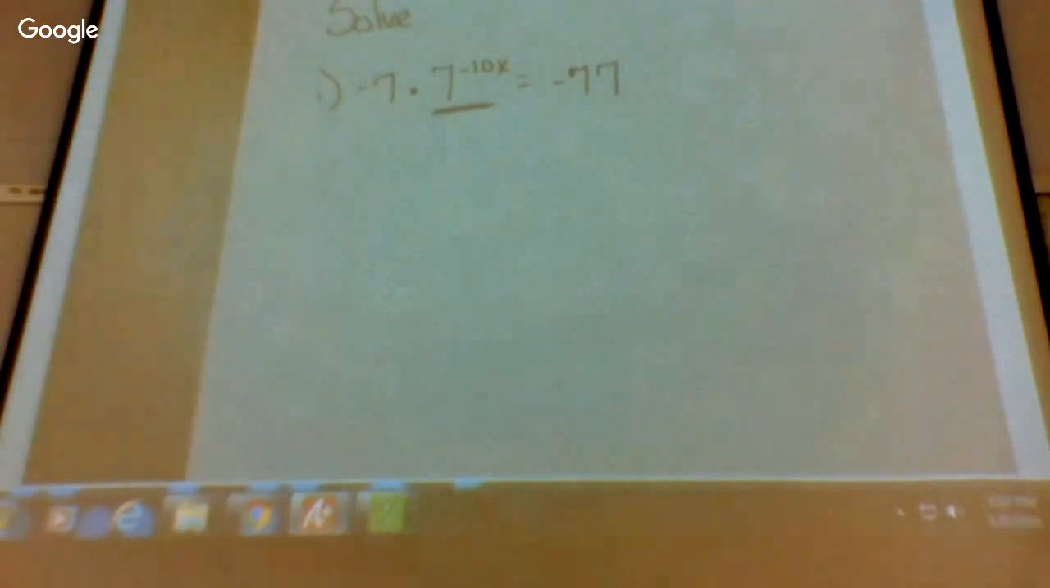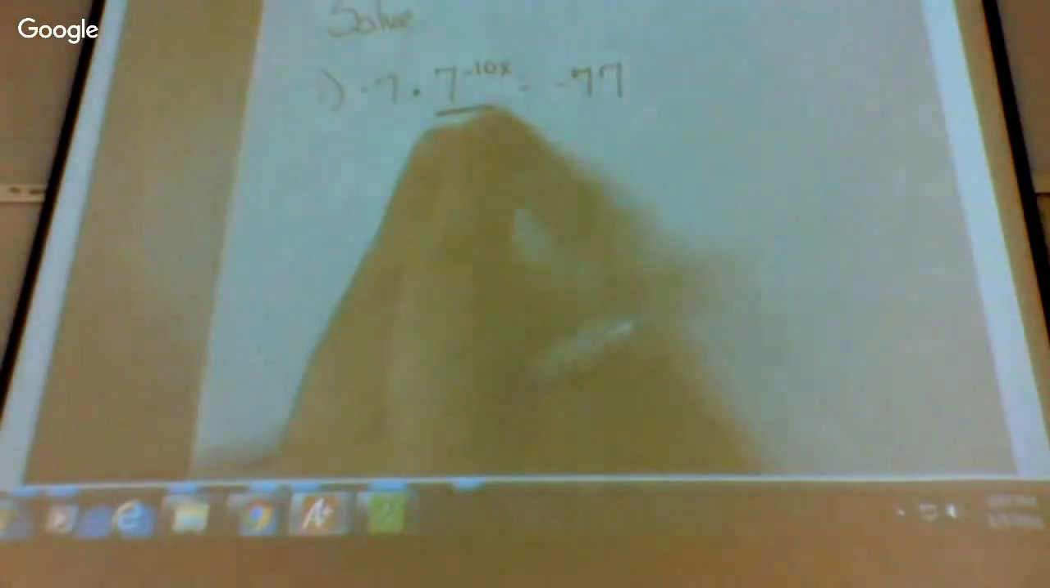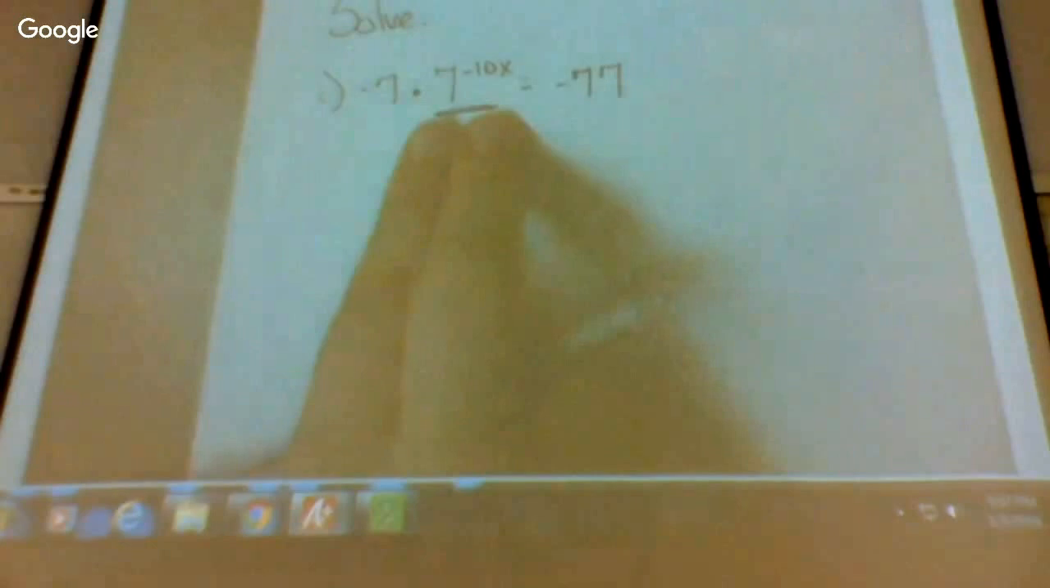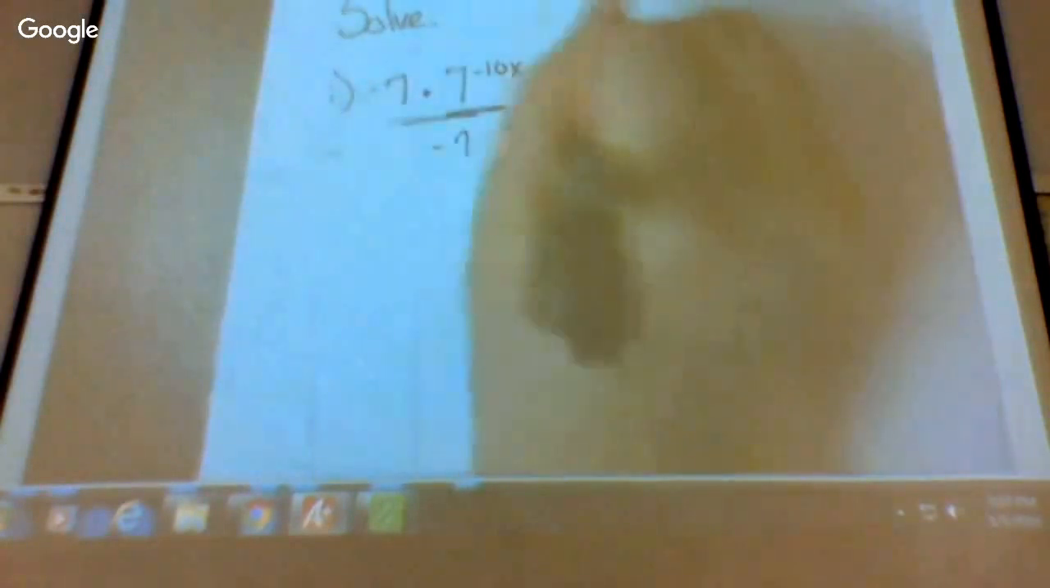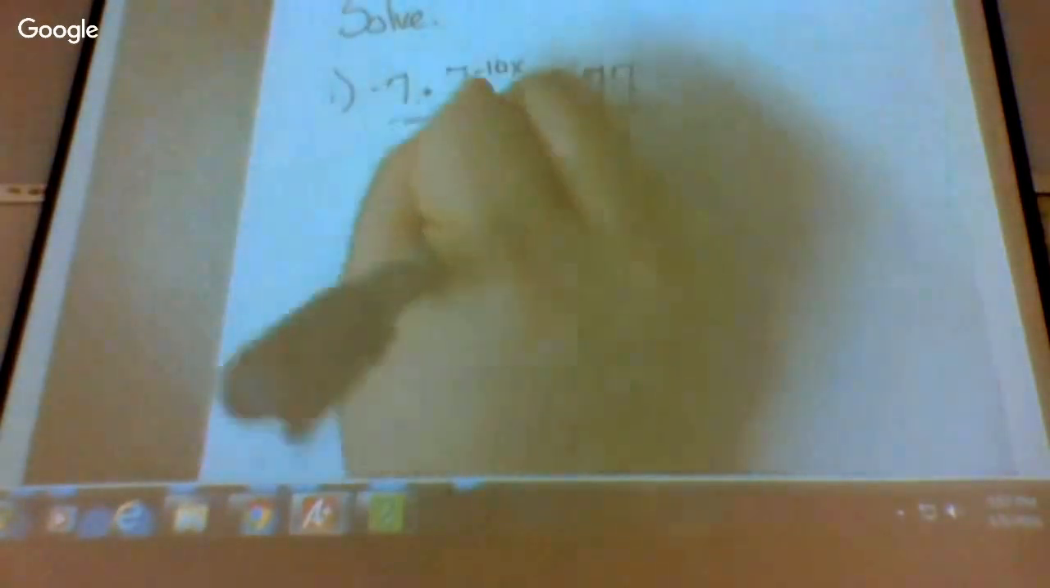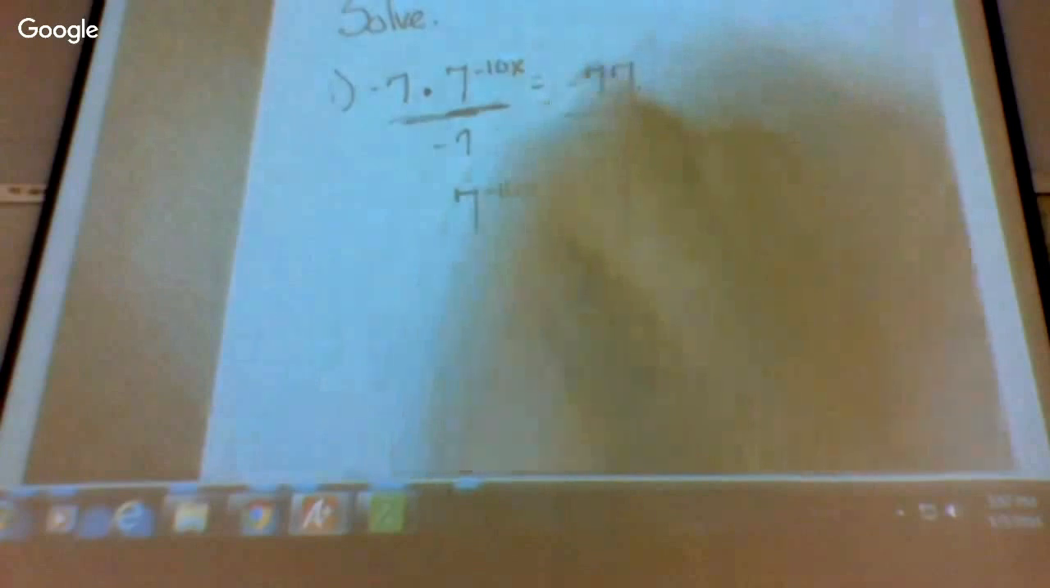What's it doing to this? What does the dot in between mean? It's multiplying. How do I undo multiplication? Yeah, so I'm going to divide both sides by -7. Seven to the power of -10x equals 11.